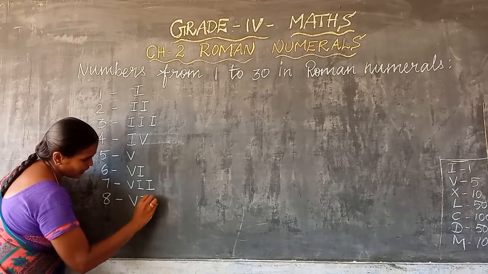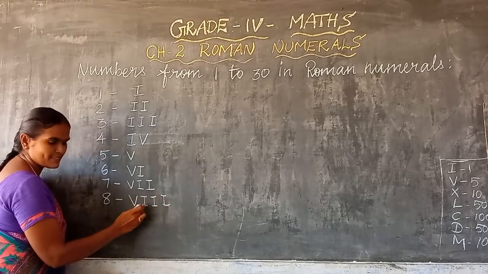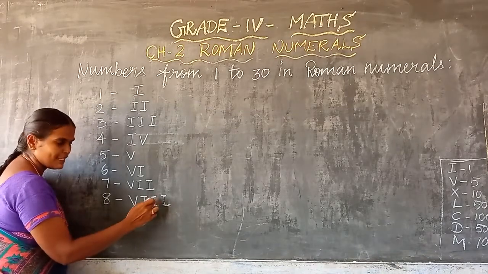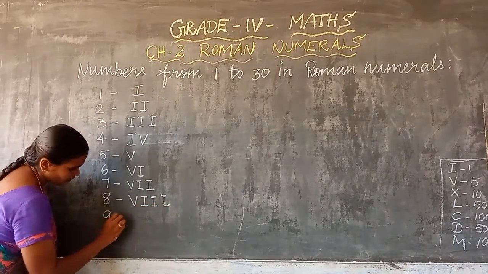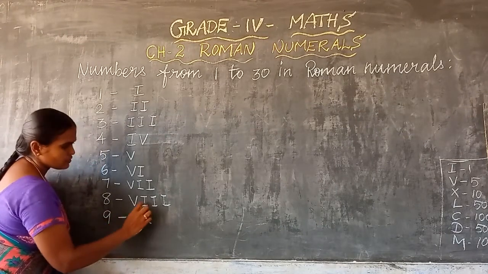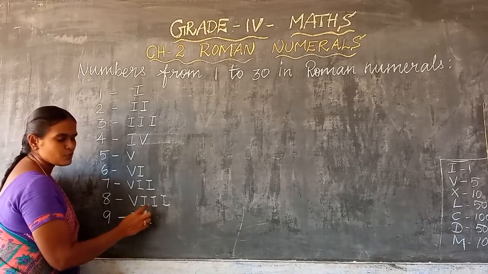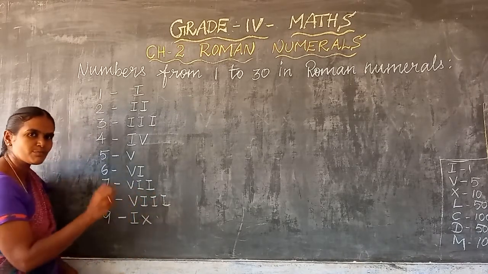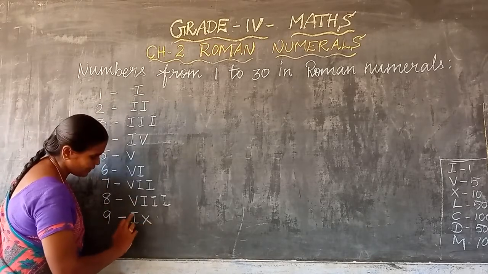5 plus 1, 6. 6 plus 1, 7. 7 plus 1, 8. 9 means IX. So next you write V and 4 times I means wrong, because the rule is maximum 3 times repeated only. So 9 means IX. I value 1.